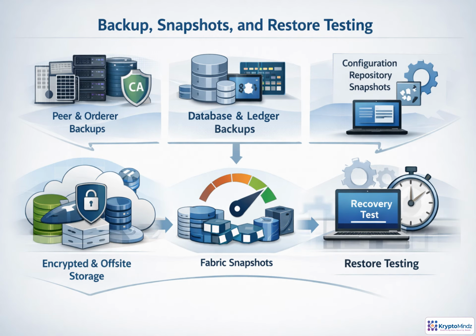Treat backups as a recovery workflow, not a storage task. First, define what must be protected: peers, orderers, state databases, CA data, persistent volumes, and configuration repositories. Then capture backups and Fabric snapshots consistently. Verify them with checksums, encrypt them, and keep copies off-site. The most important step is rehearsal. Restore into a non-production environment, measure recovery time, document gaps, and feed those lessons back into the plan.